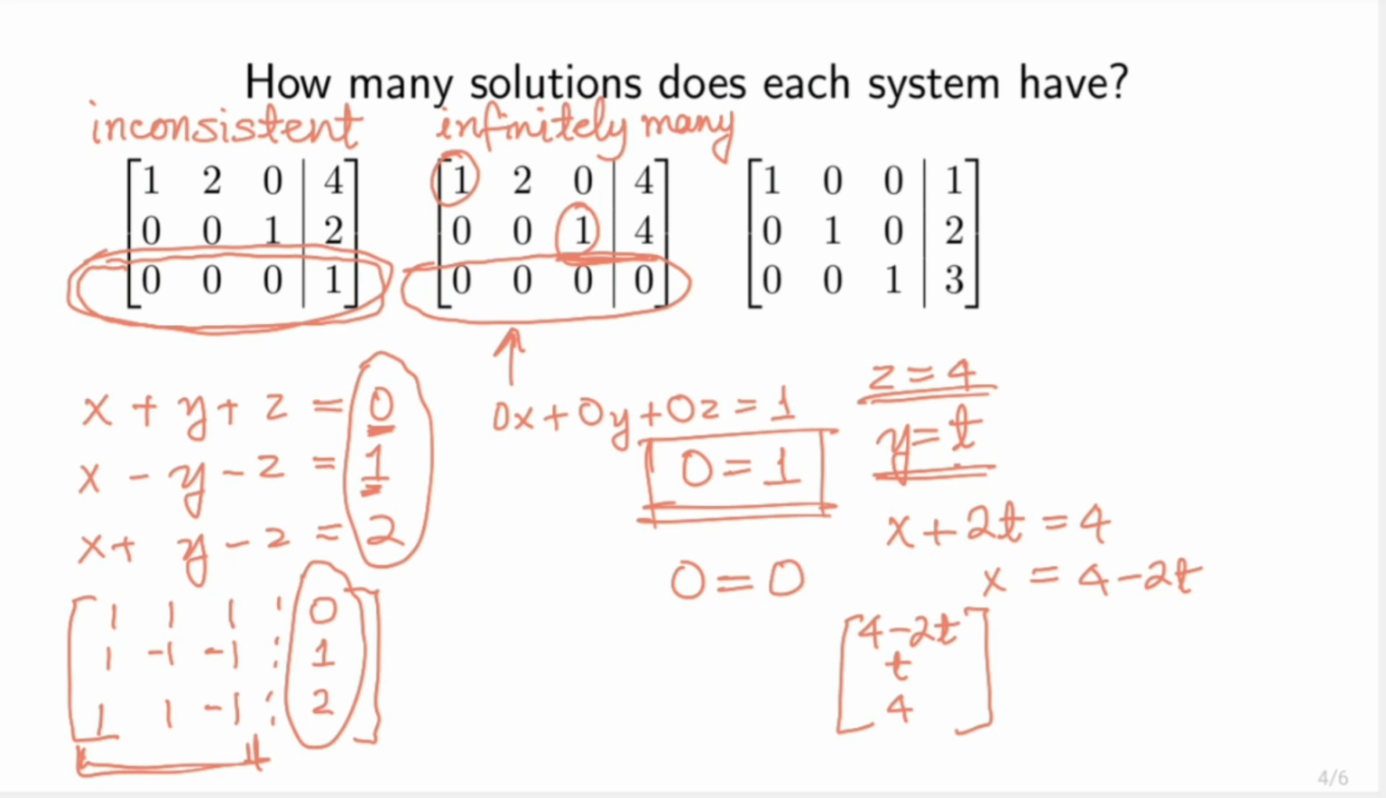Now let's look at the third one. In the third one, what do we have here? We have that z equals 3. And then from here, we have that y equals 2. And from here, we have that x equals 1. So because it's in reduced row echelon form, it's very easy to find the solutions. And we have a unique solution.